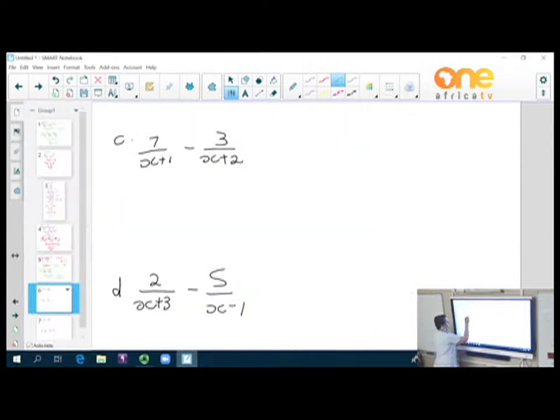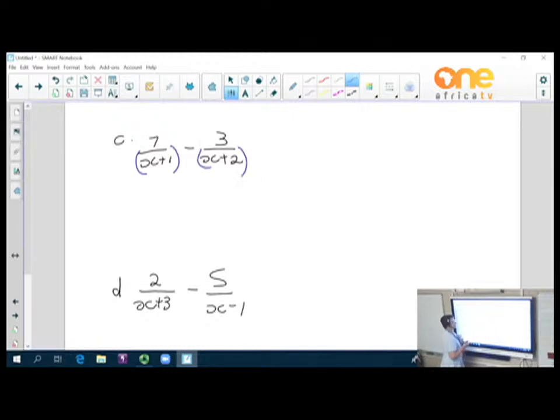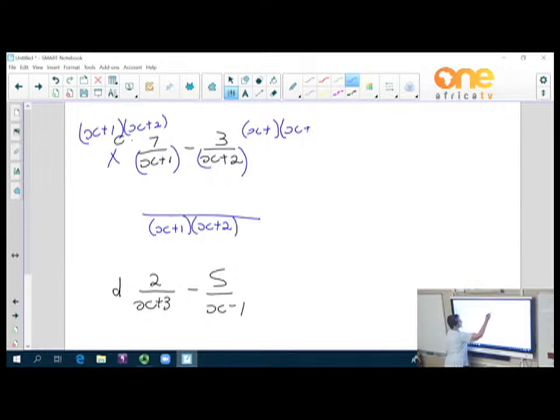Number C. Again, it's a good idea to put brackets around there to see it as a whole. So what is my LCM? X plus 1, x plus 2. This is the kind of question that they like to ask in the exam. X plus 1 times x plus 2. And here, x plus 1 times x plus 2. And we cancel. So this can cancel.